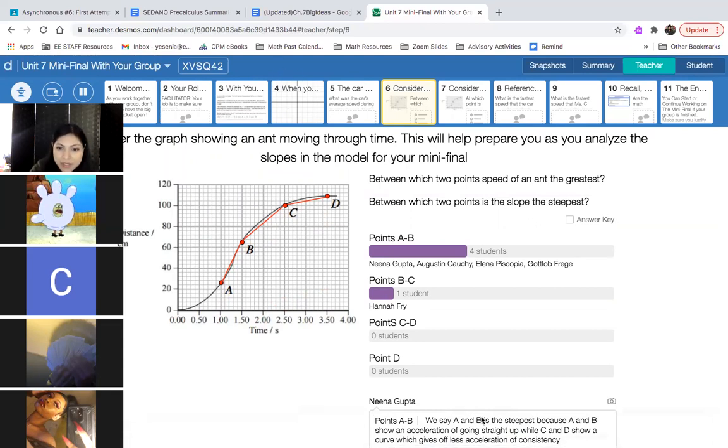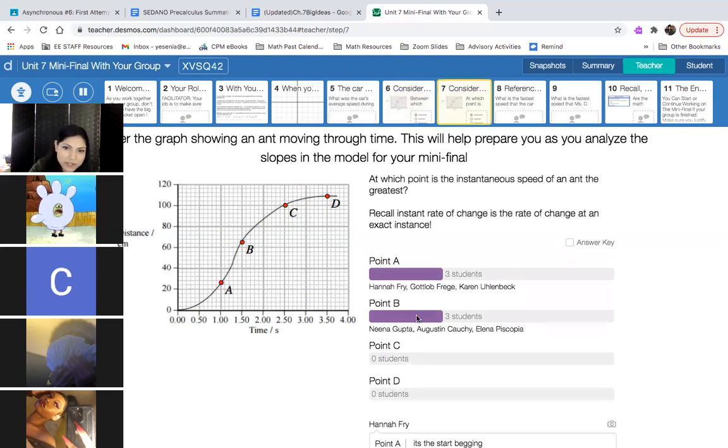All right, let me clear my screen. The real important one is going to be on that group Desmos on slide 7. Look at this. There was like a 50-50 split happening here. Let's see how this question is different. It says, consider the graph showing an ant moving through time. Again, it's going to help you for your mini final. Now it's asking, at which point is the instantaneous speed of the ant the greatest? Remember, instantaneous means the ant's speed at a particular exact moment in time.